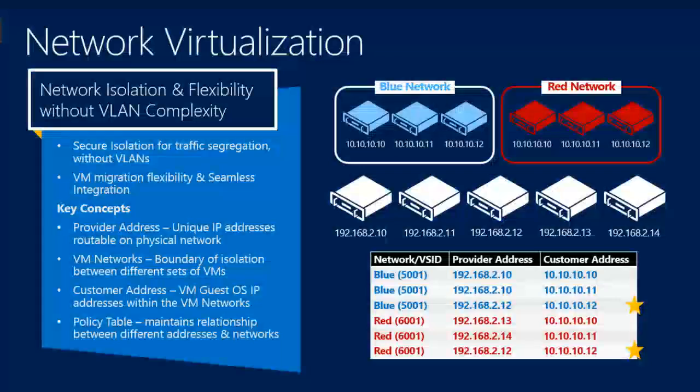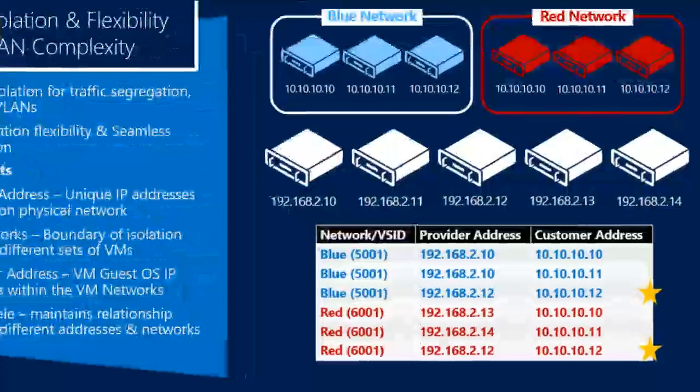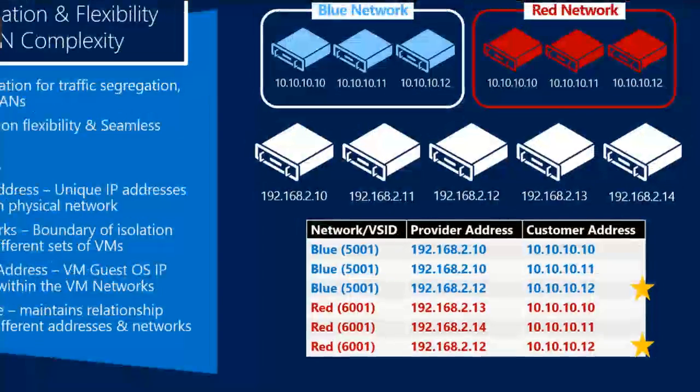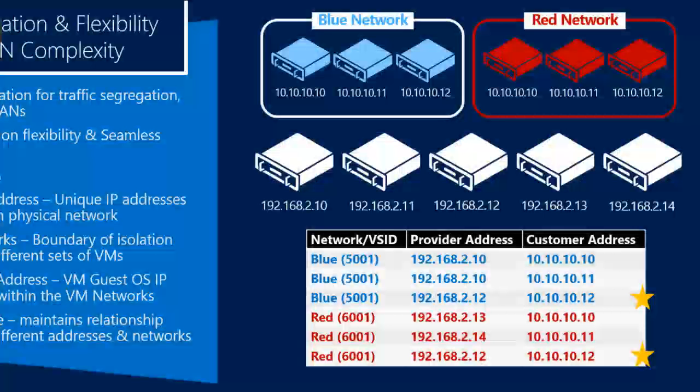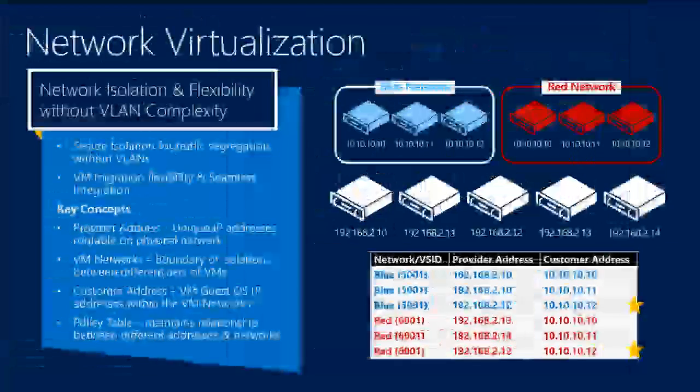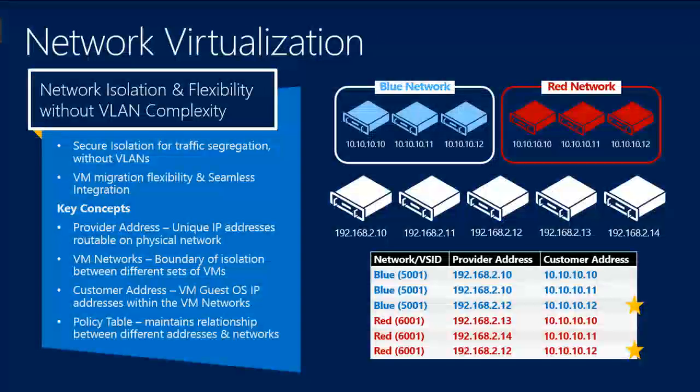And the reason those two are starred there is that if you think about those two VMs there on the blue and the red network, the customer addresses are identical. 10.10.10.12 for blue, 10.10.10.12 for red. They're running on the same physical host, the same provider IP. Does that matter? No, because network virtualization is isolated blue and it's isolated red without the need to use VLANs. So we're providing that flexibility to deploy virtual networks easily.